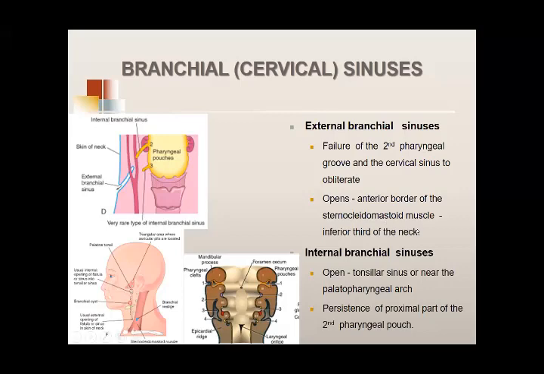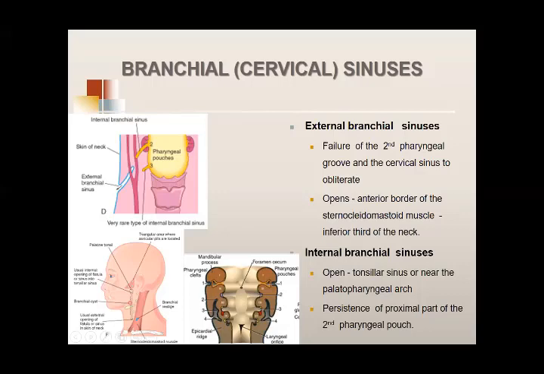Cervical sinus की बात कर देते हैं. External cervical sinus की अगर हम बात करें, so this is developed because of failure of the second groove that disappears. Second pharyngeal groove normally disappears. ये second groove disappear कर जाता है. ये जो second cervical sinus जो develop हुआ था, ये भी normally disappear कर जाता है.